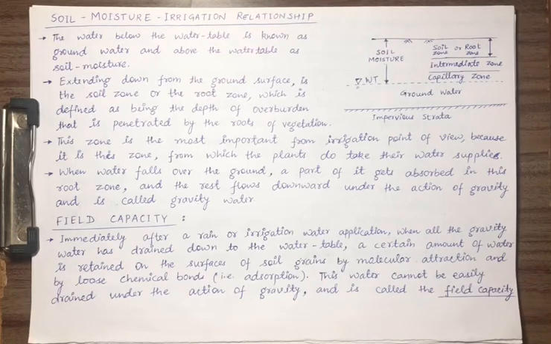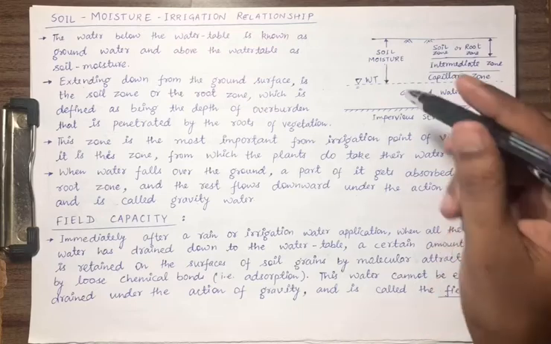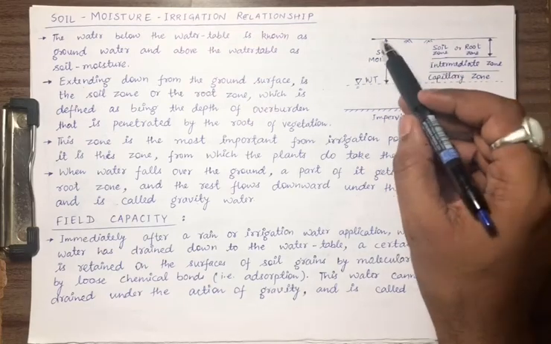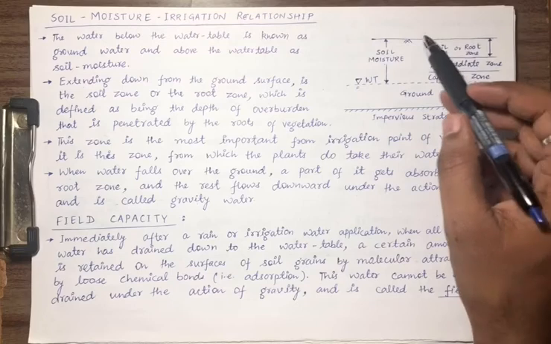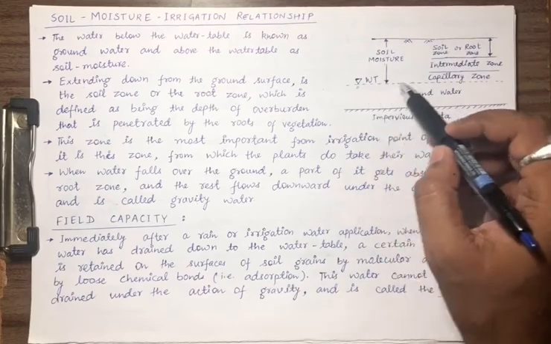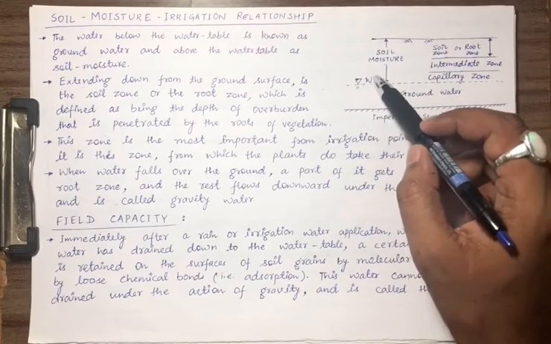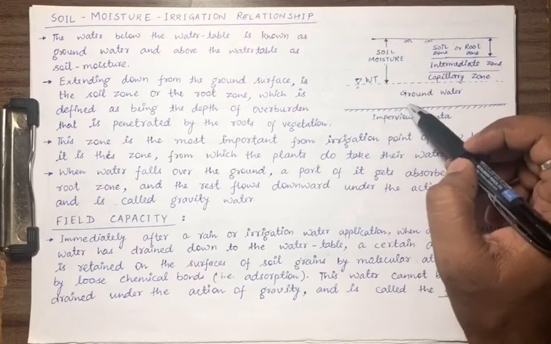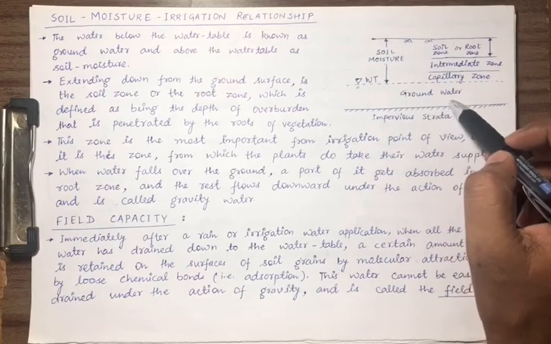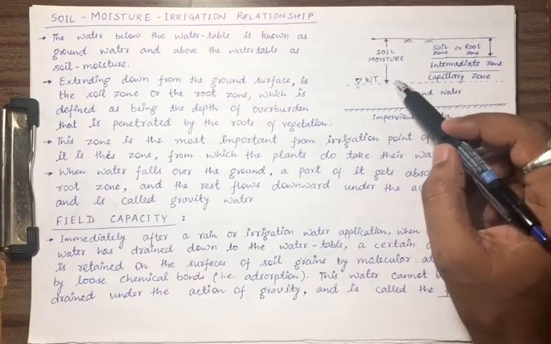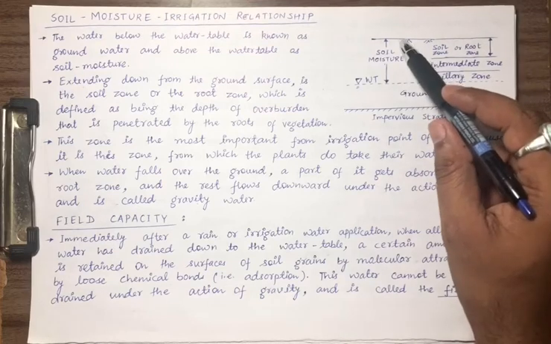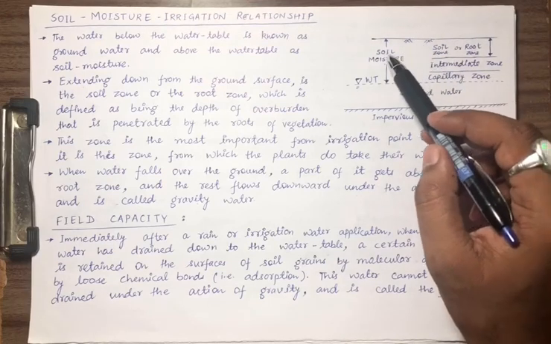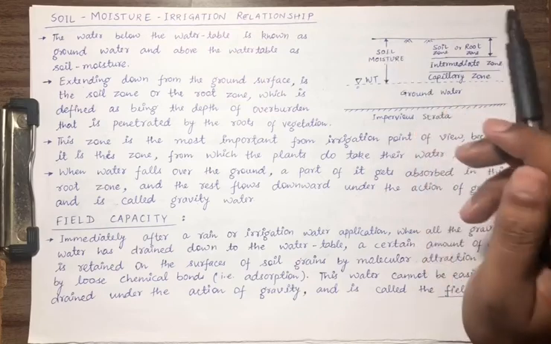So the water below the water table is known as groundwater, and above the water table it is known as soil moisture. So this is the soil surface. Below this, at this point, the water table is situated. So below this we will be terming it as groundwater, and above this groundwater table till the soil surface, we will be terming it as soil moisture.